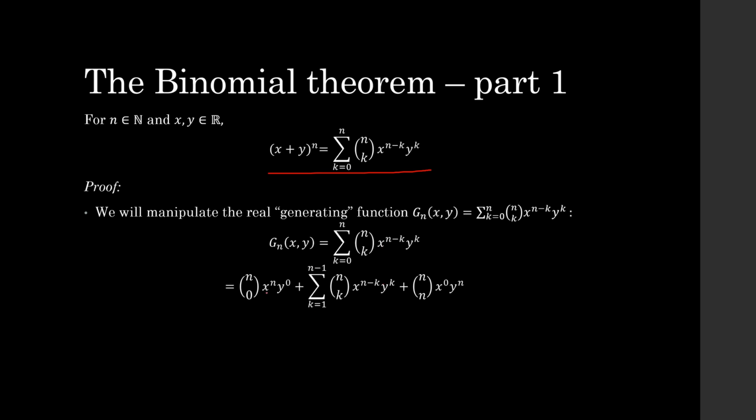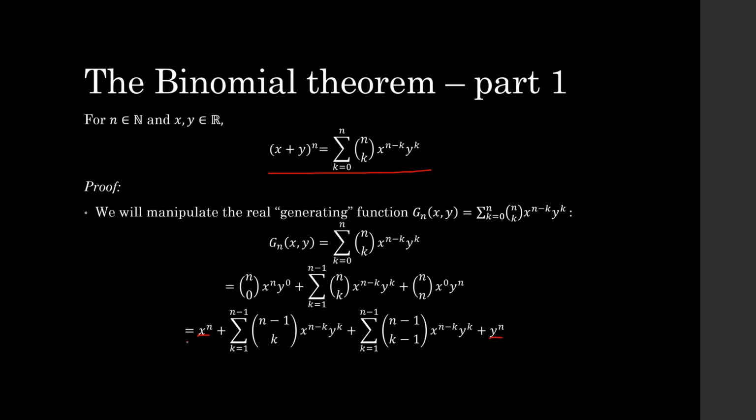So I've got n choose 0 times x to the n times y to the 0 here, and I've got n choose n times x to the 0 times y to the n here. So I can simplify that. You'll notice that n choose 0 is 1, n choose n is 1, y to the 0 is 1, x to the 0 is 1. So I'm only going to get x to the n and y to the n for these terms here.